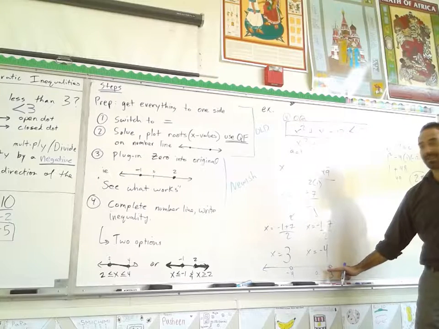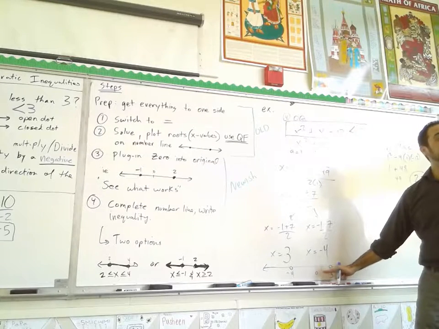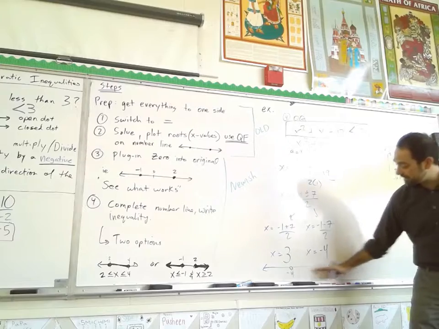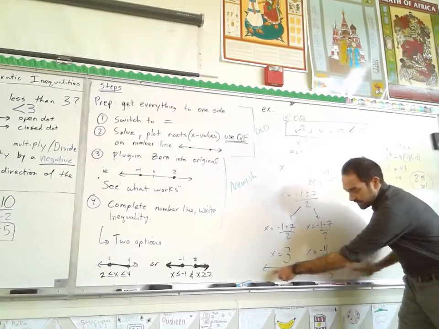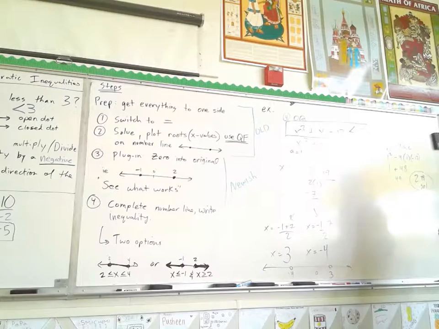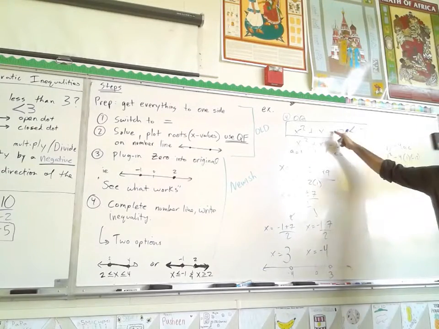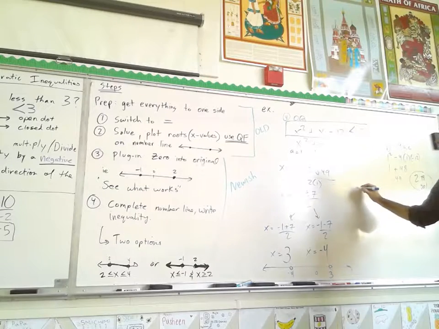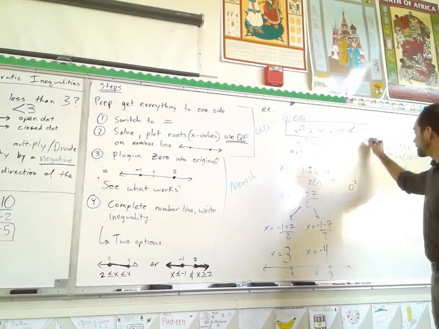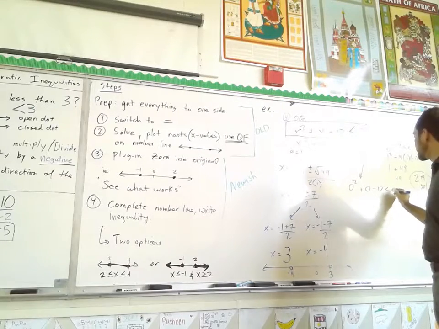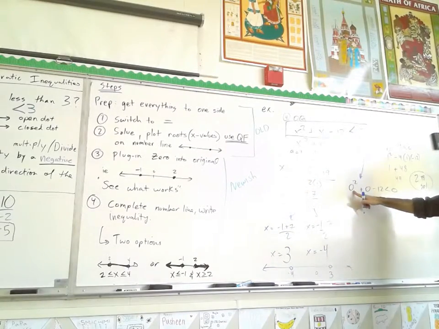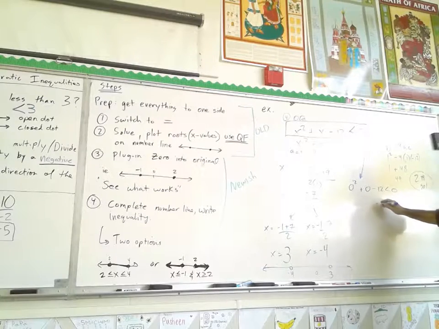If I plug in 0 to my original and it works out, then I know it's this region I need to fill in. If it doesn't work out, then I know it's the other regions on the outside. It's either going to be one or the other. So let's take 0 and plug it into our original. 0 squared plus 0 minus 12 is less than 0. 0 squared, 0, plus 0, 0, minus 12, negative 12 is less than 0.